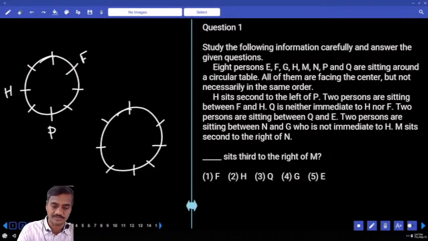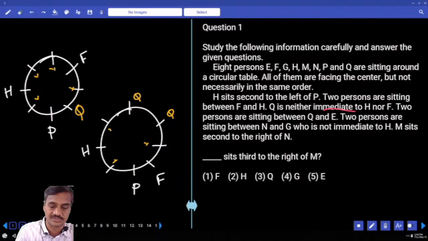According to this one, P is here and H is here, and there are 2 persons between H and F, so F is here. And Q is neither an immediate neighbor of H nor F. Q cannot be here, and so on. Then what is the only possibility we have left here? Q is here. In this case, Q is not an immediate neighbor of H and F. Q cannot be at any one of these 2 places, and Q can be either here or here. There are 2 possibilities in the second case.